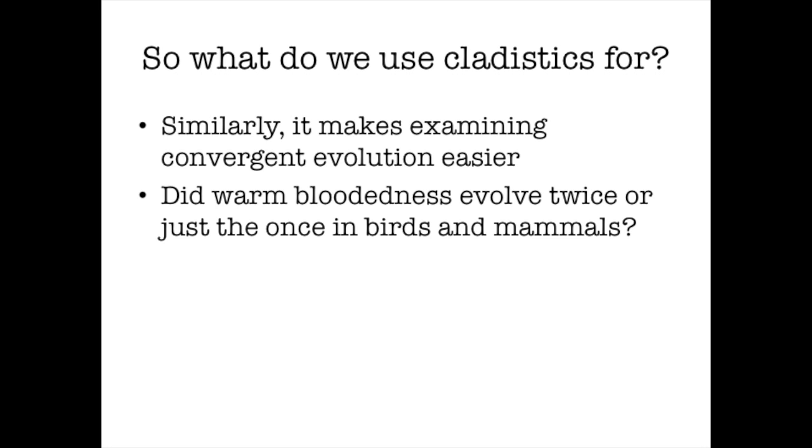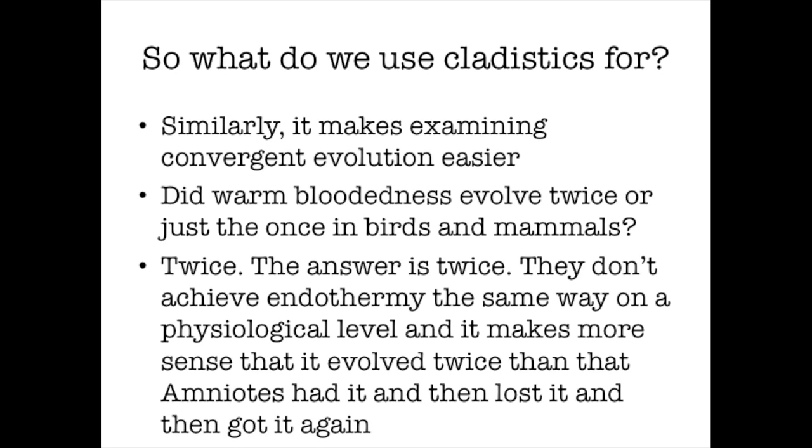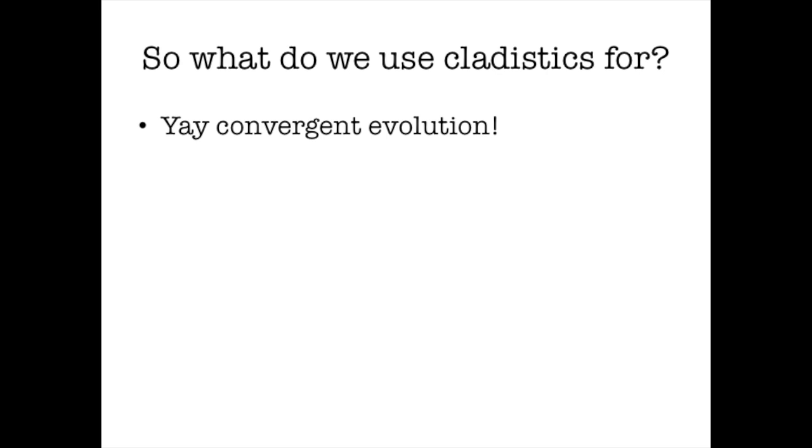Similarly, cladistics makes examining convergent evolution easier. Did warm-bloodedness evolve twice or just once in birds and mammals? Twice. The answer is twice. They don't achieve endothermy in the same way. And it makes more sense that it evolved twice than that animals had it originally and then lost it and then got it again. Yay, convergent evolution!